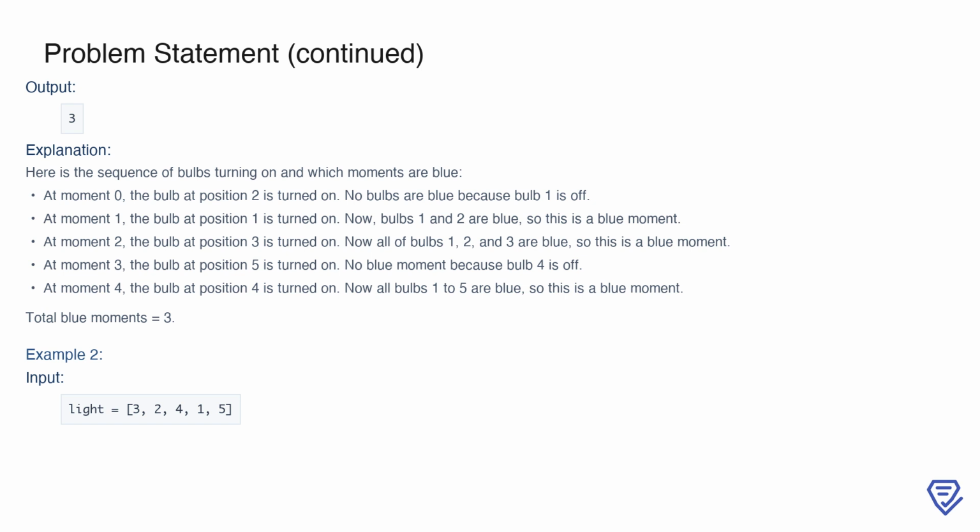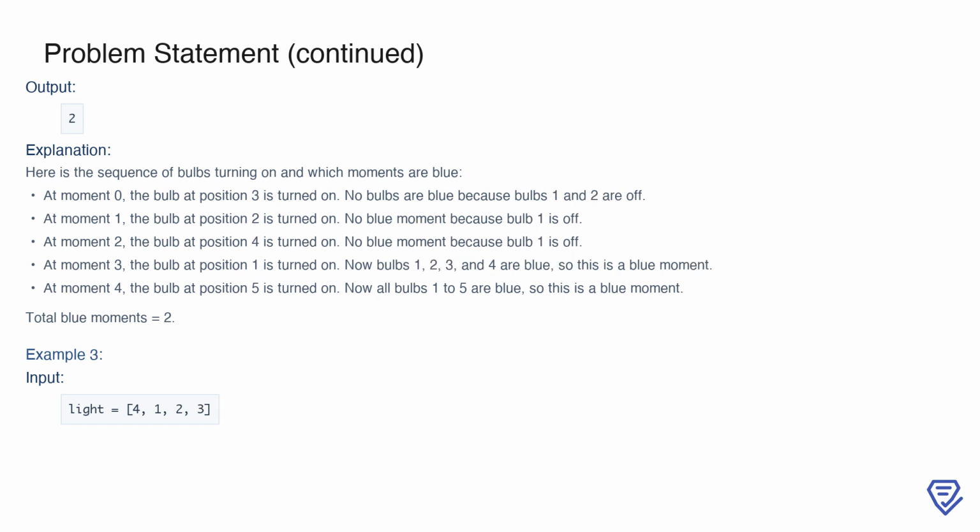At moment 2, the bulb at position 3 is turned on. At this point, bulbs 1, 2, and 3 are all blue, marking the second blue moment. At moment 3, the bulb at position 5 is turned on, but bulb 4 is still off, so there is no blue moment here. Finally, at moment 4, the bulb at position 4 is turned on, making all bulbs from 1 to 5 blue. This marks the third and final blue moment. So, in total, we have 3 blue moments.